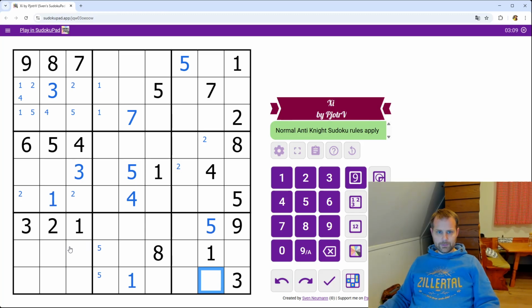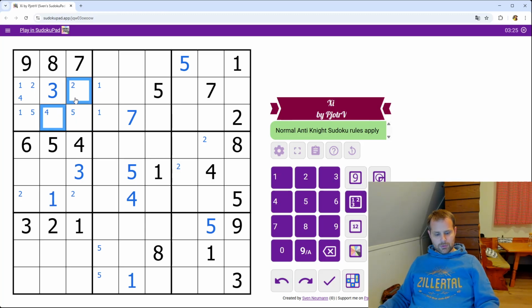Then the 5 must be in either one of those, but that's all possible. This 6 looks at this one and this one, so the 6 is in one of those. So what can this cell be? This cell can't be 1 because of this one, can't be 2 because of this 2, can't be 3, 4, it can be 5, it can't be 6 because of this, and it can't be 7, 8 or 9.